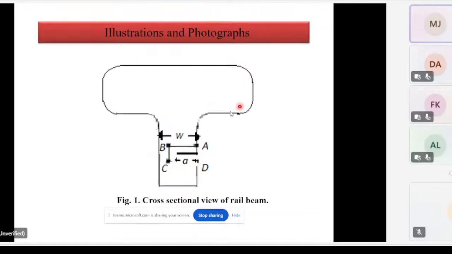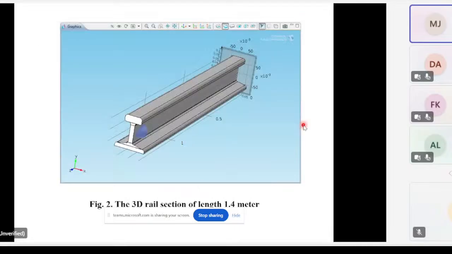Here is my illustration of a crack. So this is a crack. This is A, and this is the width of the rail track, and then this is a. Therefore, this is a cross-sectional view. With that, this is the actual railways. We did the work in Australia on this particular rail.